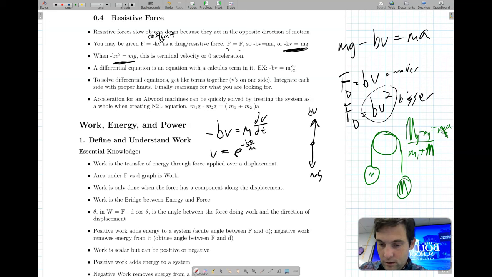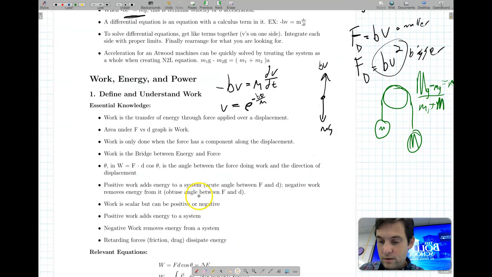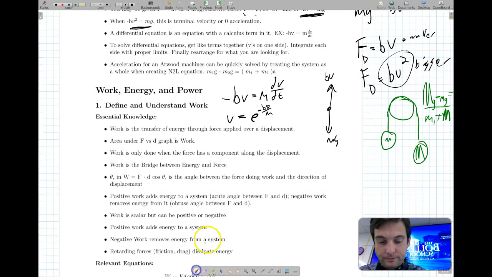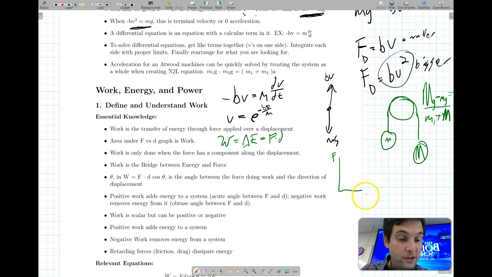Work, energy, and power. Work is the transfer of energy through a force applied over a displacement. Work is the transfer of energy, so the change in energy through a force applied for some displacement. If we're graphing two quantities and they're being multiplied, then we're looking at the area under the curve. So the area under the curve for force versus displacement will give us either our change in energy or the amount of work done.